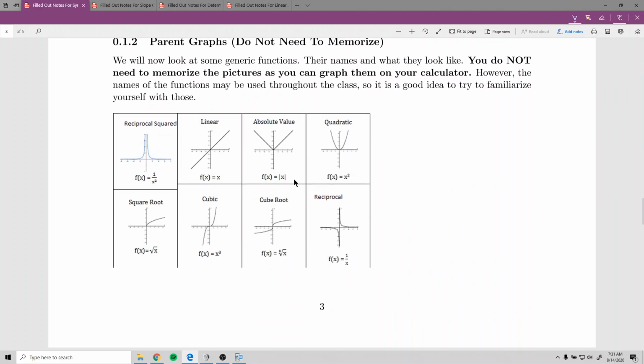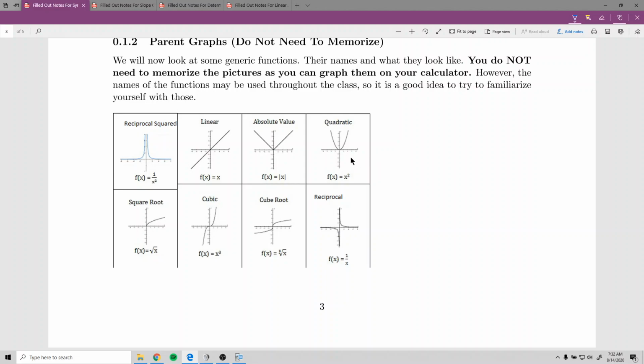Now for the parent graphs, what I mean is you don't need to memorize, but you should just look at them. There are a couple problems at the beginning of the homework. They'll ask you to match a function with its graph and a function with its name. These are the 8 it talks about. It's just good to know what the shape of graphs look like, but since you have a calculator, you can always just graph them yourself if you need to look at them.